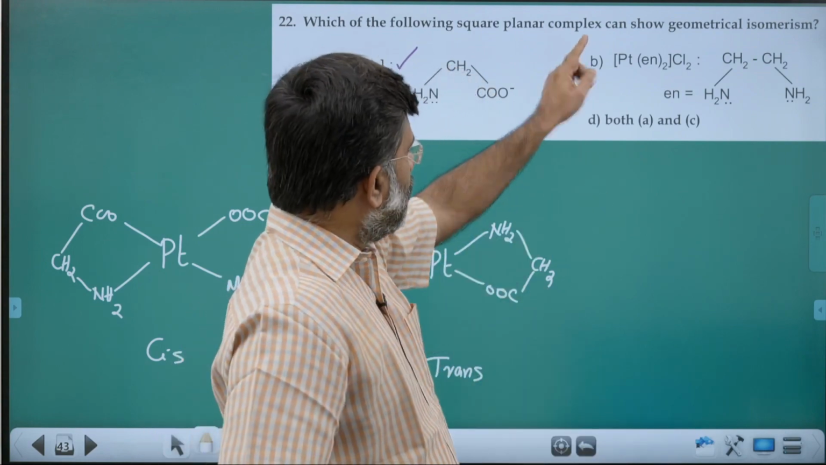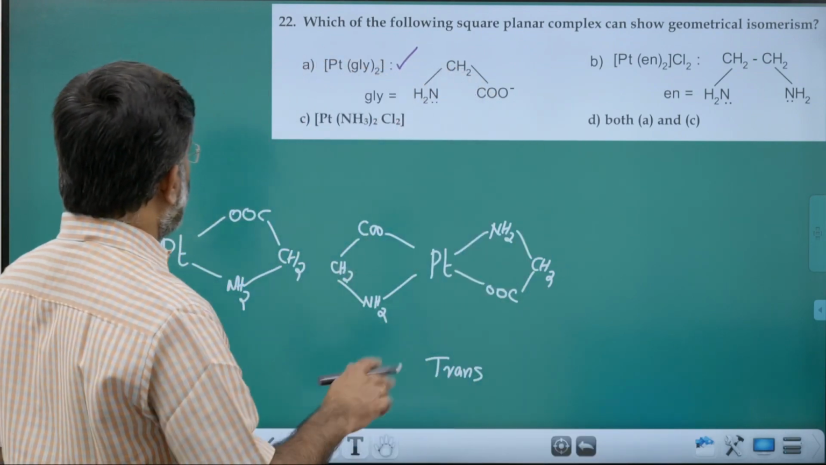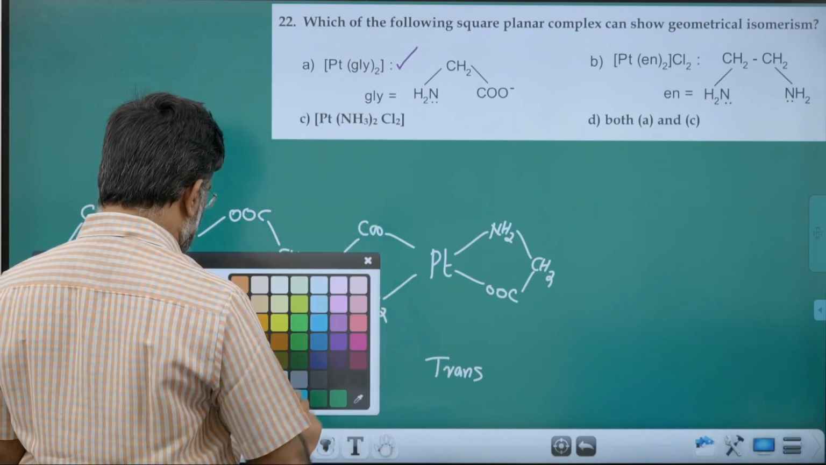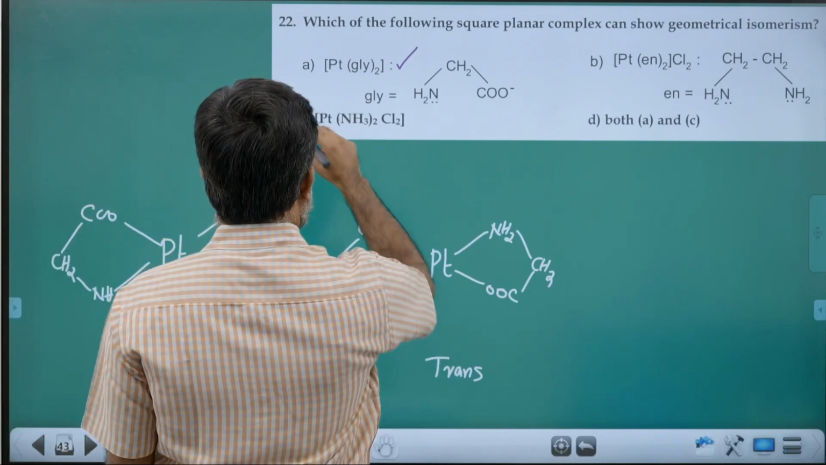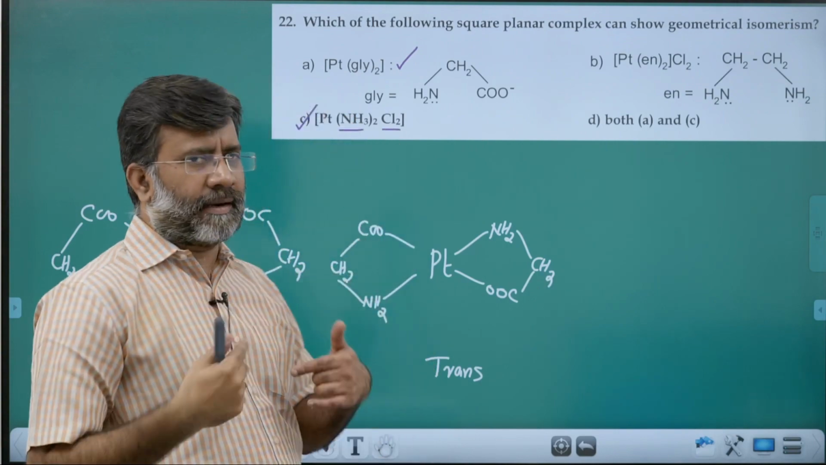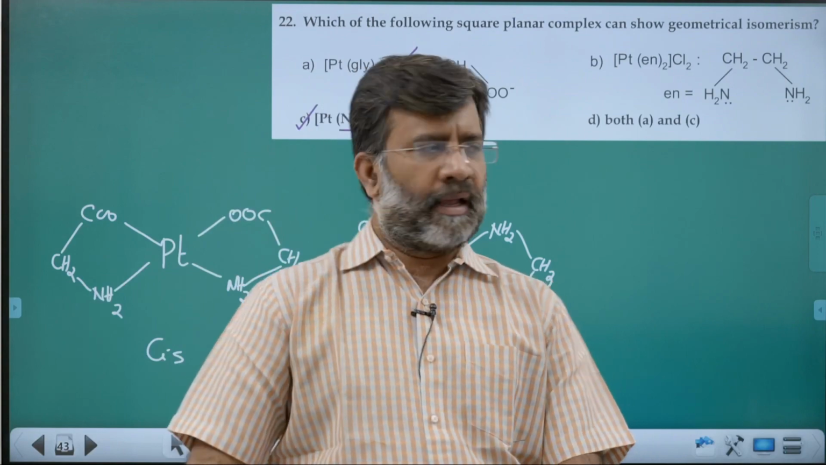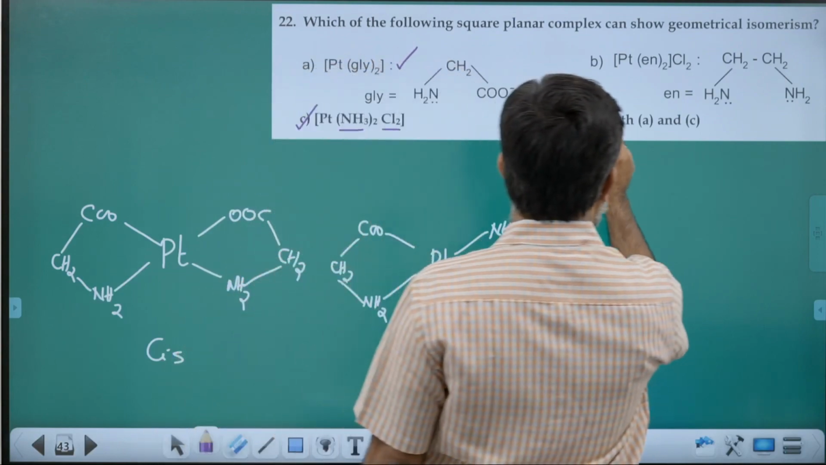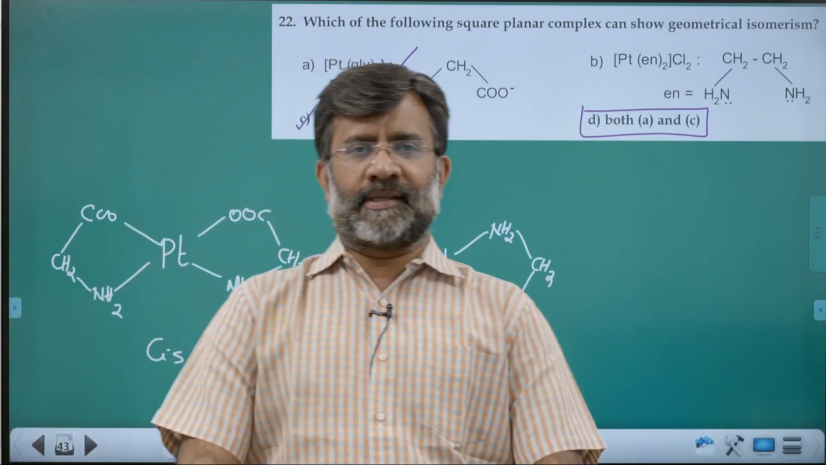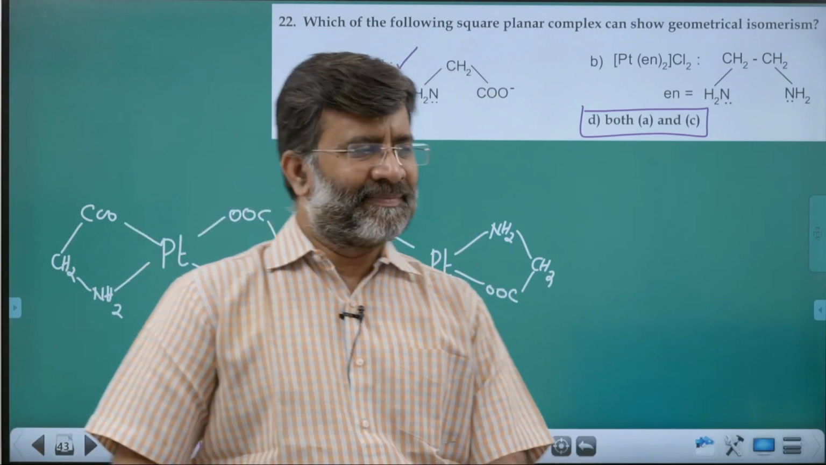So in B there is not. In C it is possible. Cis and trans, very famous molecule, I don't have to explain. You see, platinum square planar complex, 2 ammonia, 2 chlorine, cis and trans configuration, you know that. And the answer is option D, both A and C. Clear?